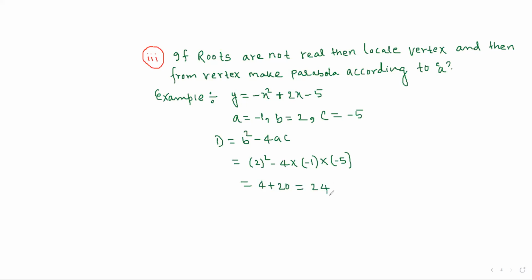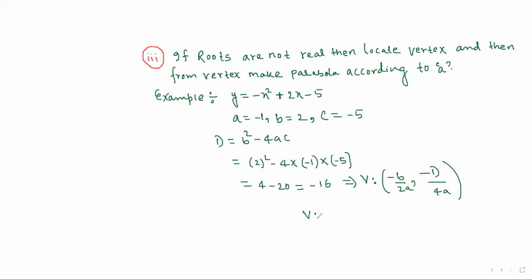Got it? This is minus, okay. 4 minus 20 is minus 16. So here the discriminant will be negative. So what we can do is find the vertex. And how to find the vertex? I already discussed in the last lecture, the vertex is minus b by 2a comma minus D upon 4a.